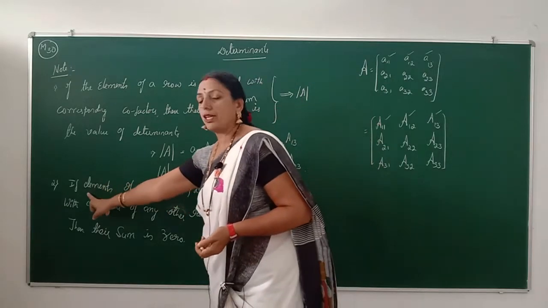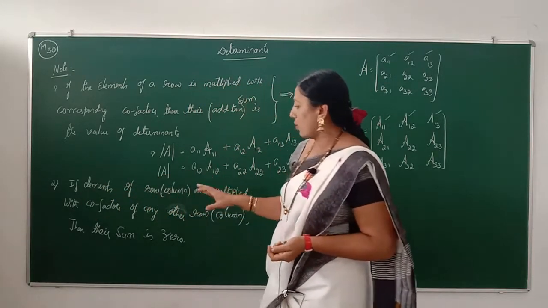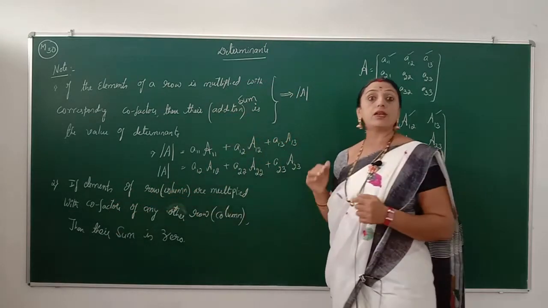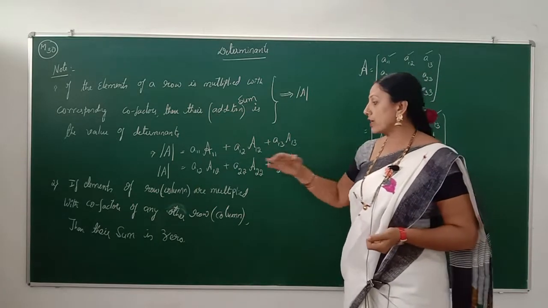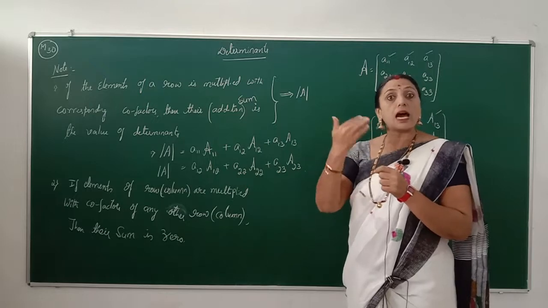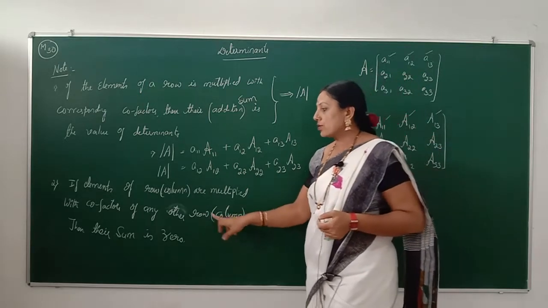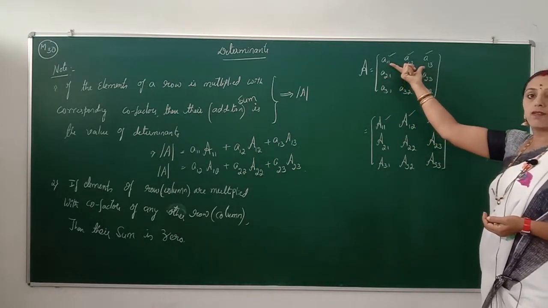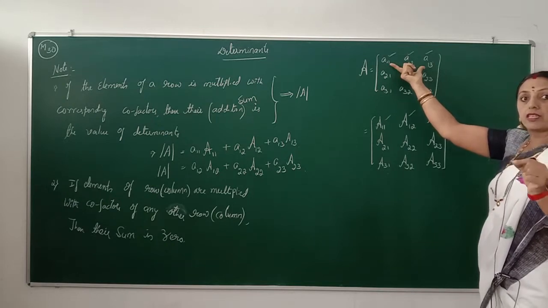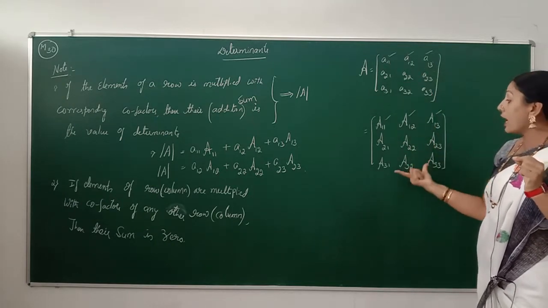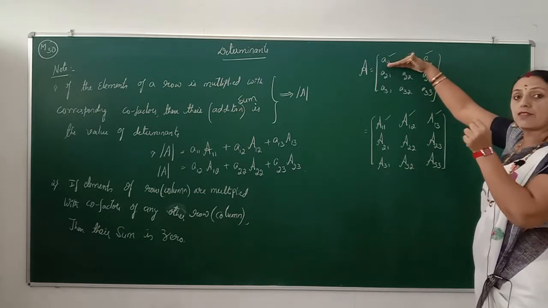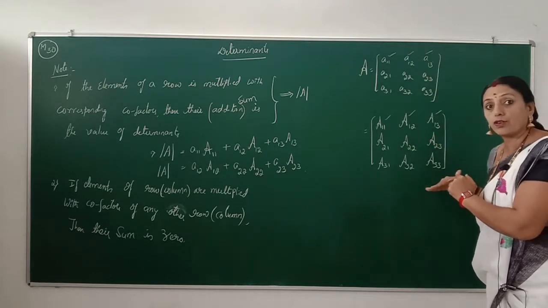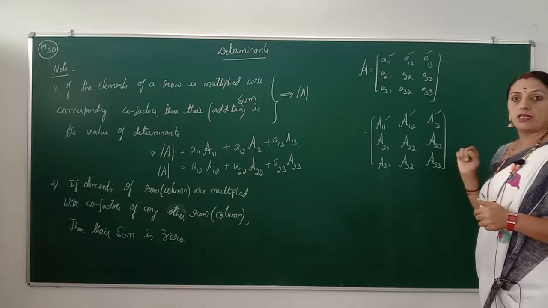Similarly, the second condition is, if the elements of a row or a column are multiplied with the cofactors of any other row or column, then the sum is always nothing but 0. It means that if the elements of the first row are multiplied with the cofactors of any other row, so choosing the elements of the first row and multiplying them with the cofactors of either the second or third row, then the sum is nothing but 0.